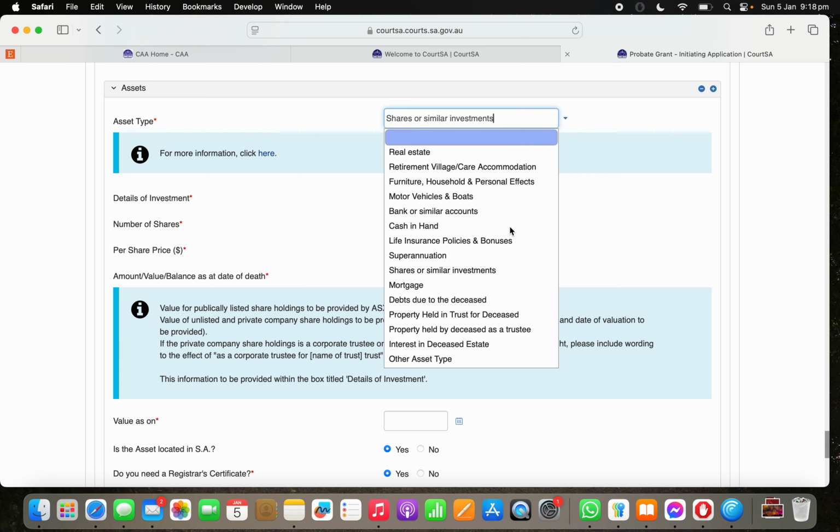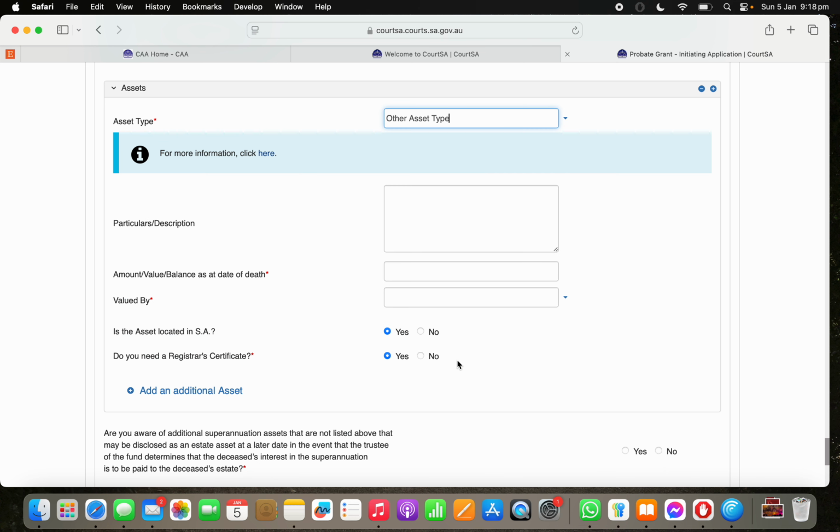All right, and then if you're not sure where the asset might fit in, you have other asset type, and this gives you a free text box to enter in the description of the asset. So you essentially need to enter enough detail to describe the asset that if somebody else looked at it, they would be able to know what that asset was.